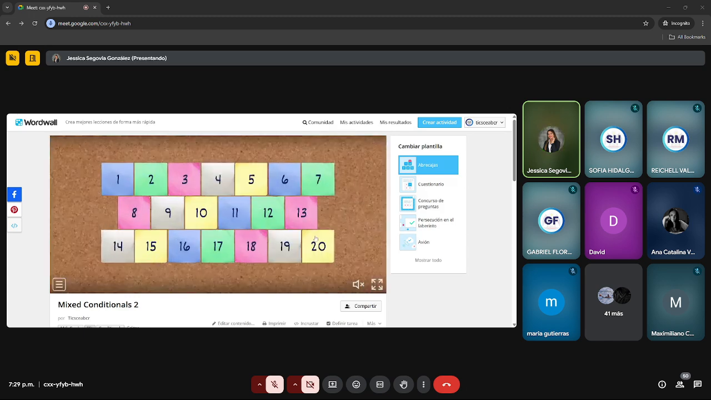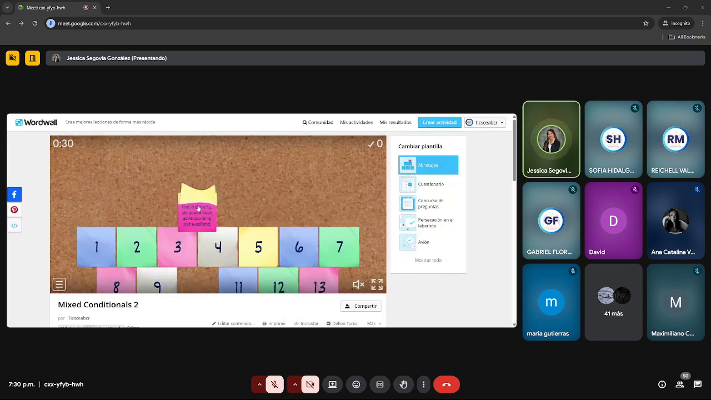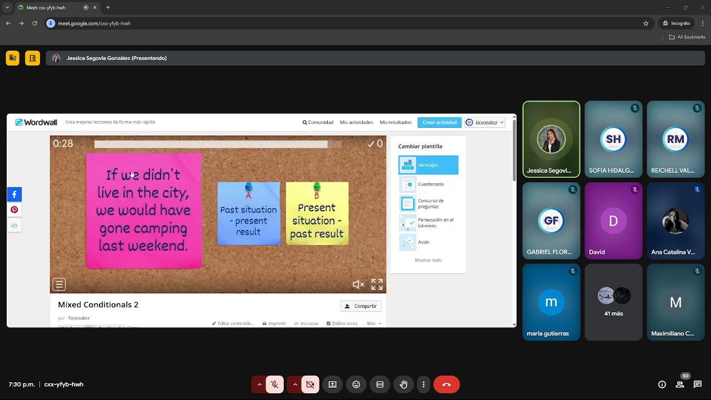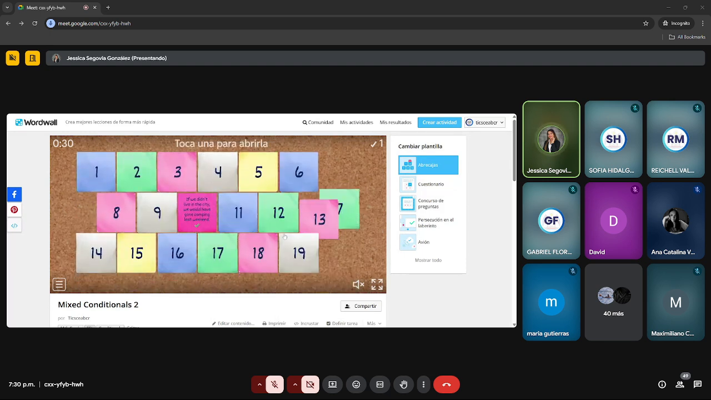Ok. So the second exercise for mixed conditionals, you come here and you select one of the sticky notes. Let's select number 10. And we have: if we didn't live in the city, we would have gone camping. Si lo quiero hacer de una forma muy rápida, ya aquí yo identifiqué el would have gone. Would have más pasado participio tells me that this is a present situation with a past result. Y así van a continuar con cada una de los otros 19 sticky notes.